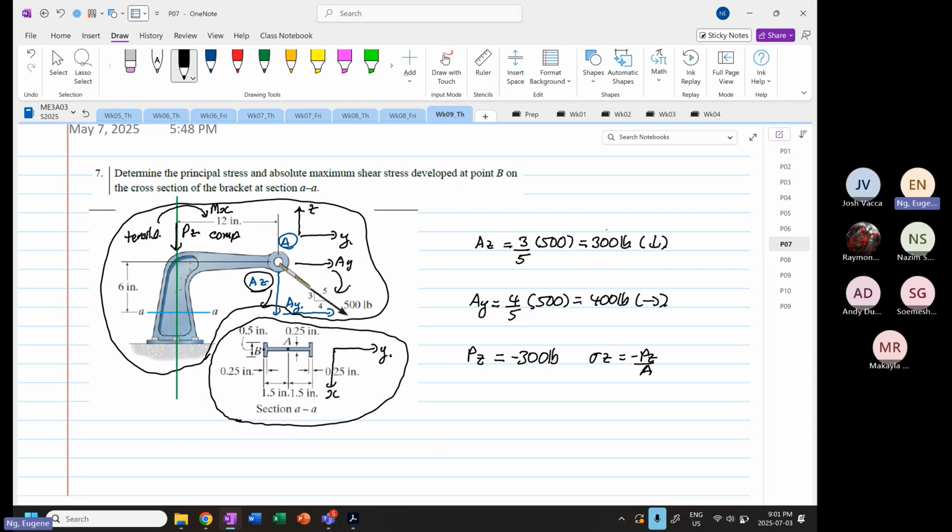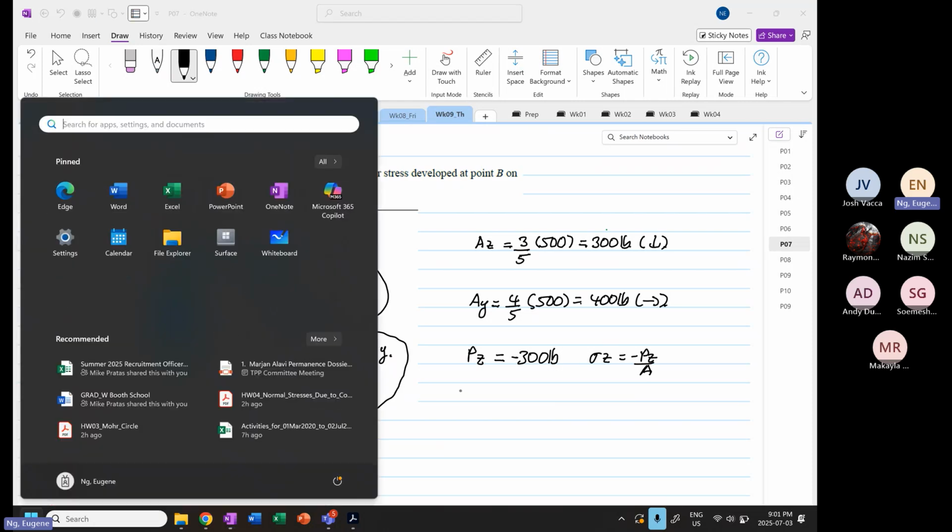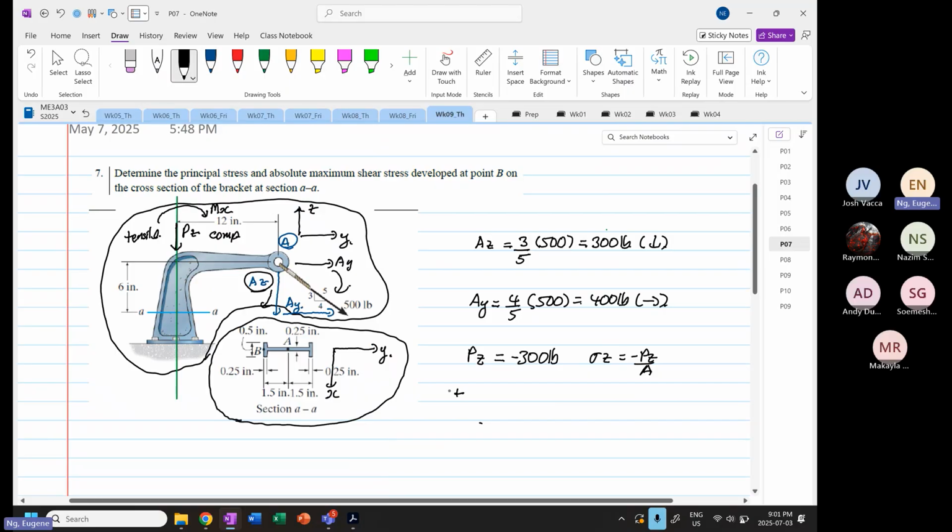So when that's the case, we can declare that this is positive Mx. Again, this is rotation about x. I'm going to assume Mx is going to be positive in that direction. So Ay is parallel to the geometric centroid.